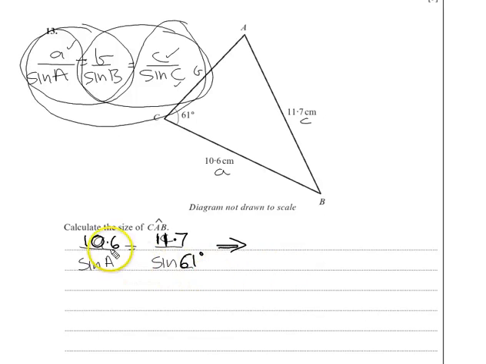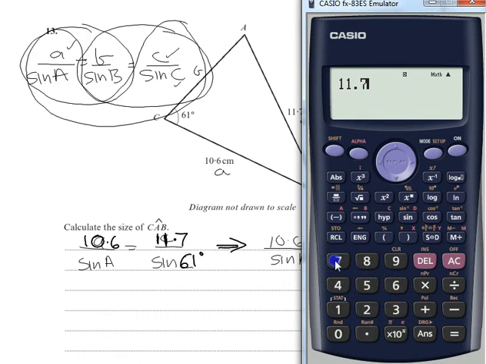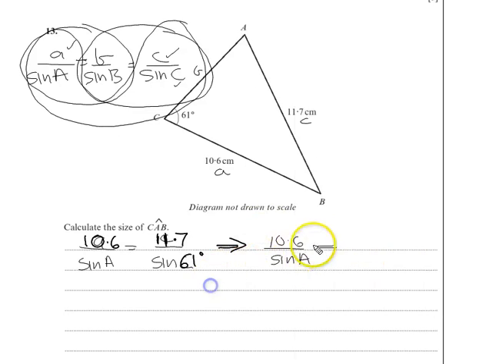Alright, so let's go back to normal. 10.6 over sine A, so let's just write that down. Okay, and I'm going to work out this number because we can. We've got 11.7 over sine 61. So it's 11.7 divided by sine of 61 degrees. I'm in degrees mode still, so I've just checked that. So that's fine. 11.7 divided by sine 61 equals, now I'm going to keep it nice and accurate here, 13.377. That should do. So now we need to work out sine A, don't we?